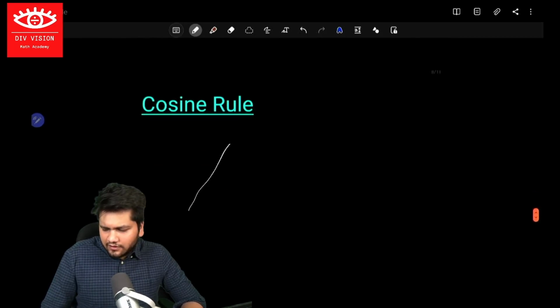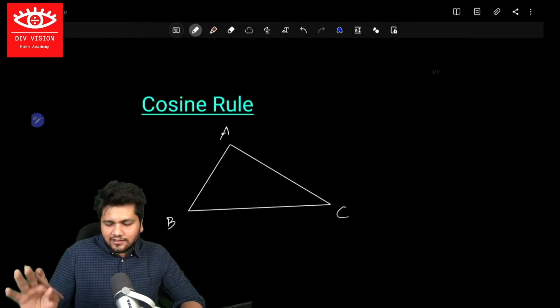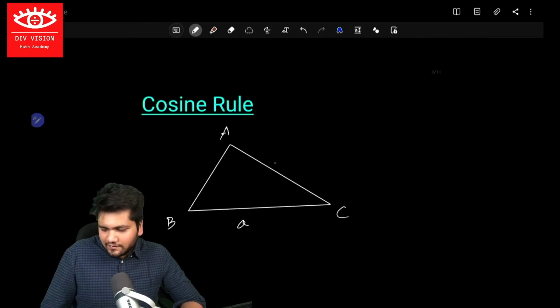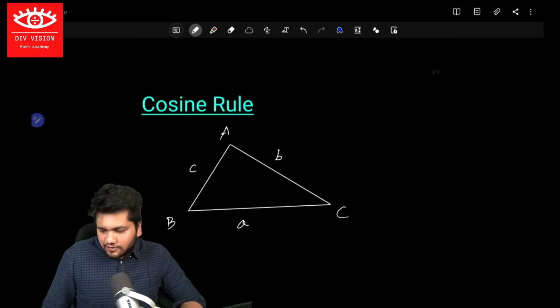Cosine rule, according to most of the students, is the most difficult one to remember, but it's quite easy if we use certain logic, sort of logic. Though it has nothing to do with that, but still we are going to use that logic. So anyways, we are going to use cosine rule.